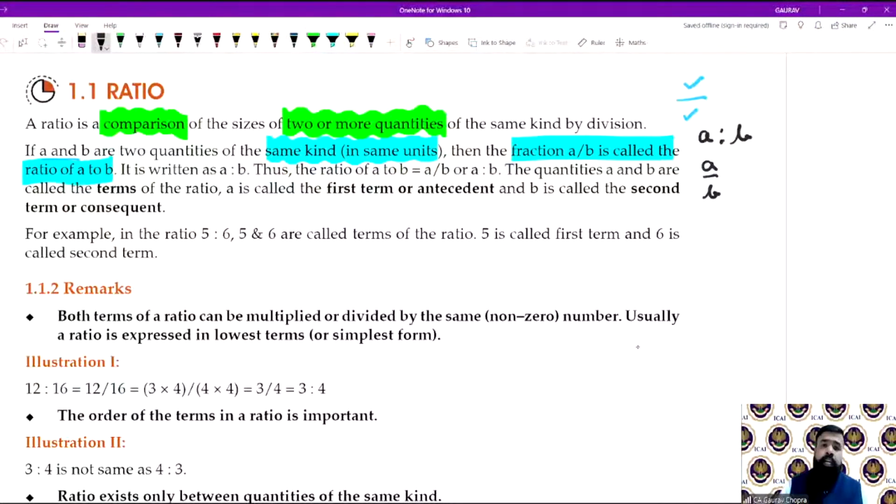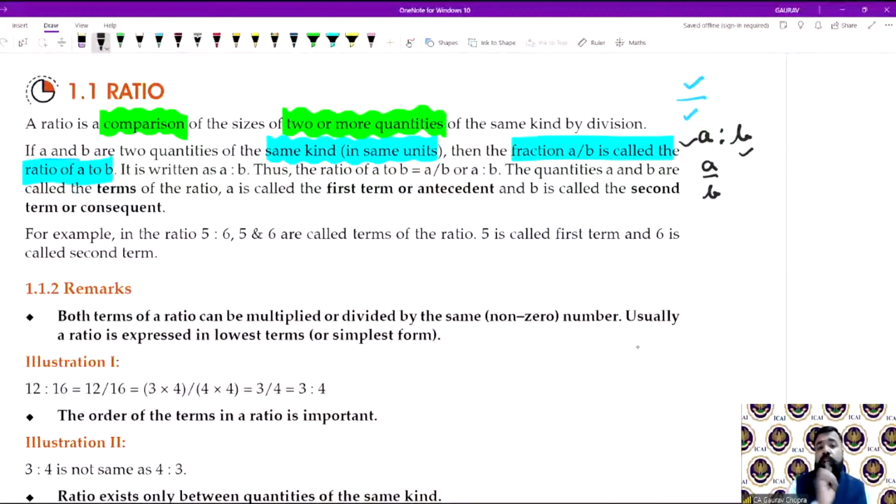A ratio B. There are two ways of presentation. The first one is A upon B, and the second one is A is to B. The quantities A and B are known as the terms of the ratio.